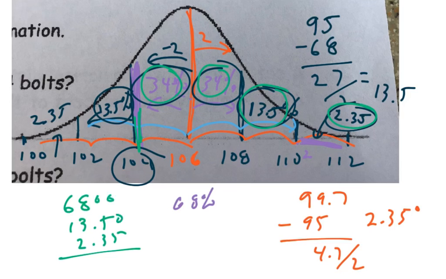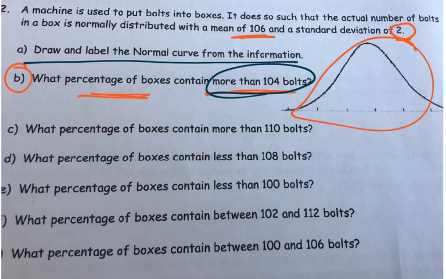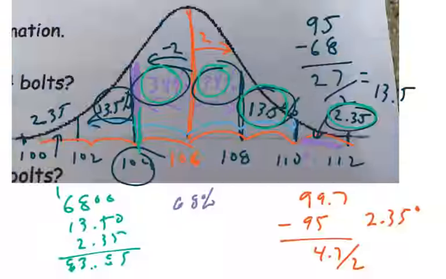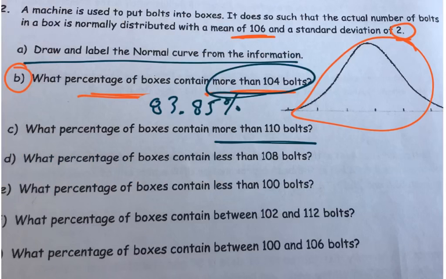And let's add our zeros to even it out. So let's see, that's 5, 8, 11, 2 is 13, 1. So our answer is, unless I made a mistake, 83.85%. All right, let's do the next one. What is more than 110? Well, guys, isn't 110 right here? And we just figured out that that's roughly 2.35% of what's left over on the high end.